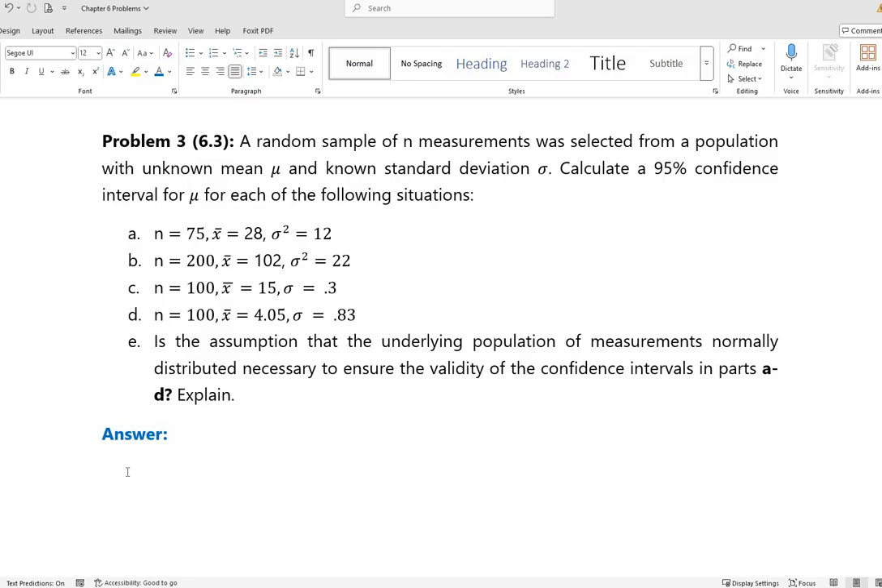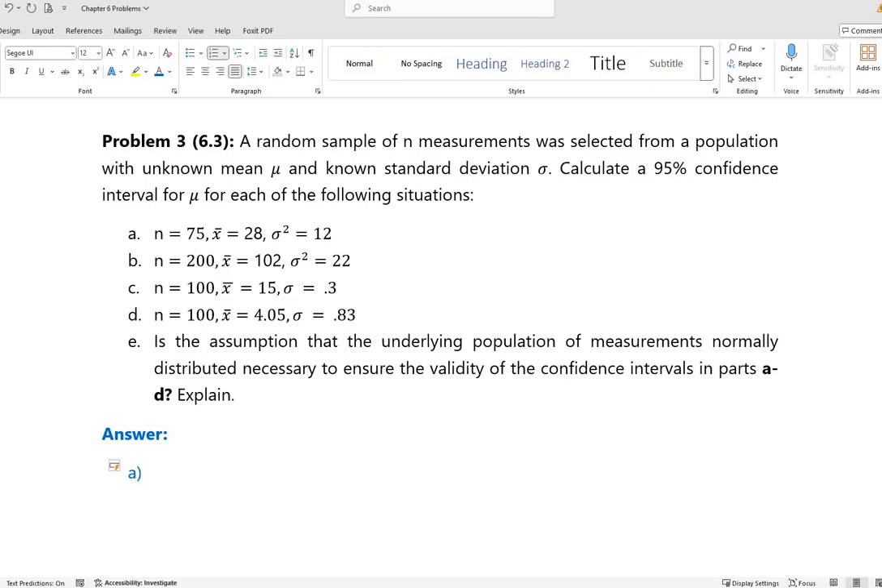So let's see what we have. This problem number 3 is actually the combination of the previous two. A random sample of n measurements was selected from a population with unknown mean mu and unknown standard deviation sigma. Calculate a 95% confidence interval for mu for each of the following situations. Meaning we have been given the n, x bar, and the variance. Okay, let's see.